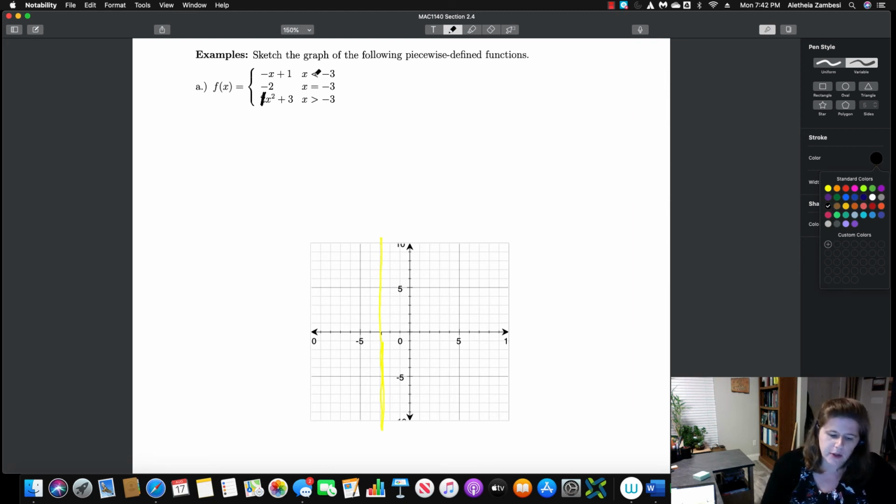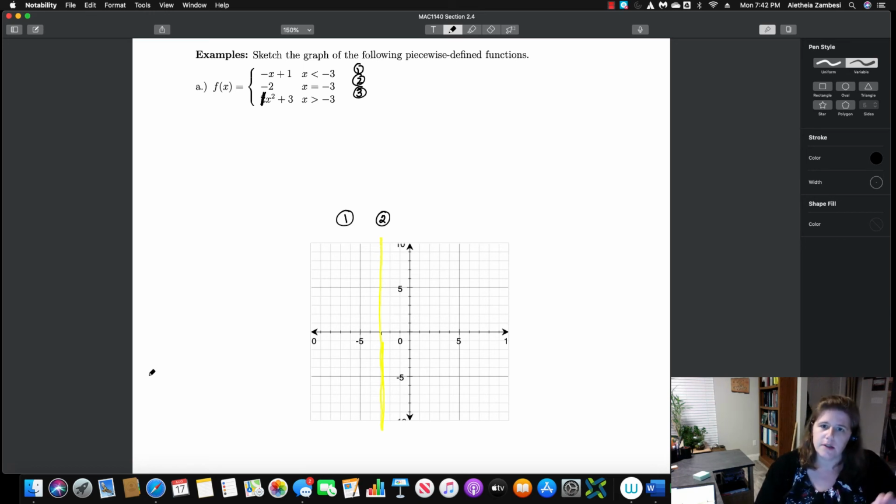So looking at this first graph, values less than negative 3. So I'm over here on this side. So looking at, say, 1, 2, and 3, function number 1 is going to be over here on this side. Now function number 2 is at negative 3. So that's right on the line. And it says the function is negative 2 at negative 3. So when x is negative 3, y is negative 2. We have just a simple point here. So negative 3, negative 2, and here's a point on that function.